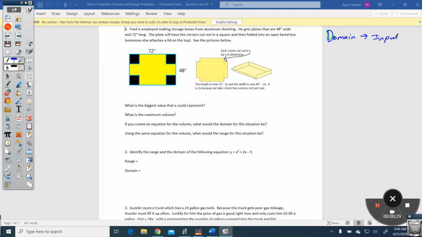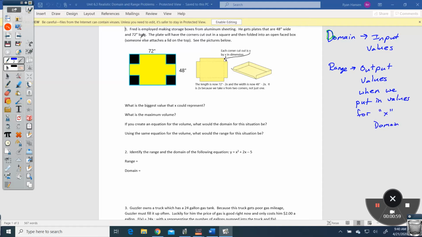values. And the range are the values we get out when we put in the domain. So when we put in values for x. It's not always x, but just so that you can kind of think about it. So when we put in values for our domain.